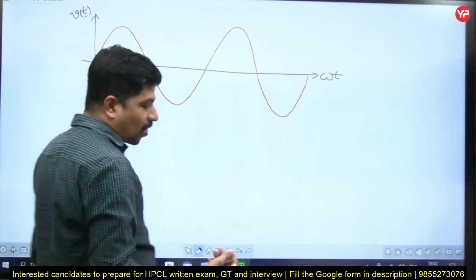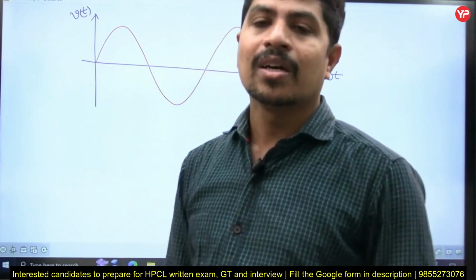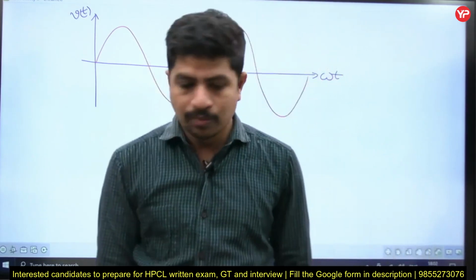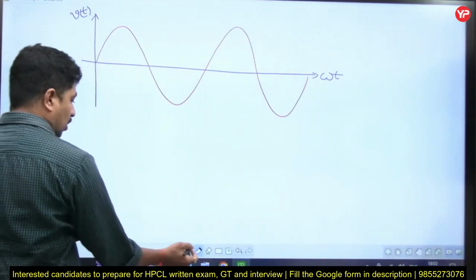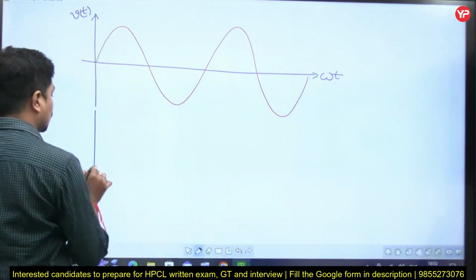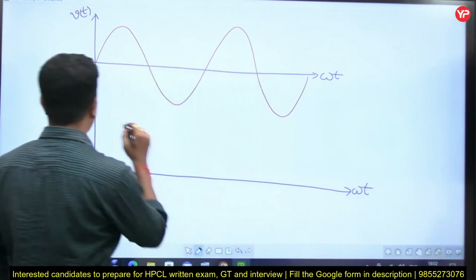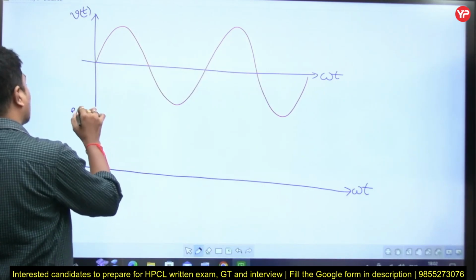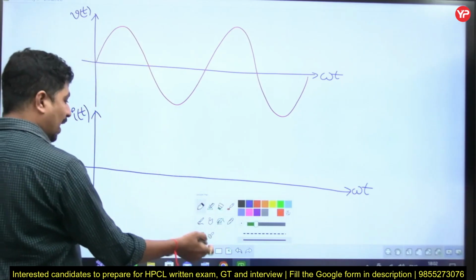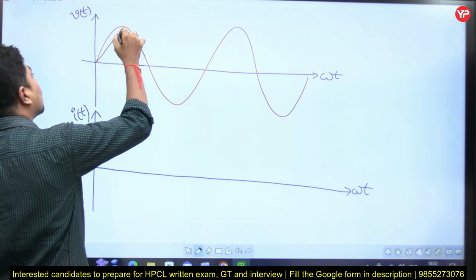Now, what is the formula for current through a resistance? Current through a resistance is equal to voltage divided by resistance. I of t is equal to V of t by R, right? That is voltage. The current I'll also draw. This is omega t. Current also I am drawing. This is I of t, with a different color. This is the current.